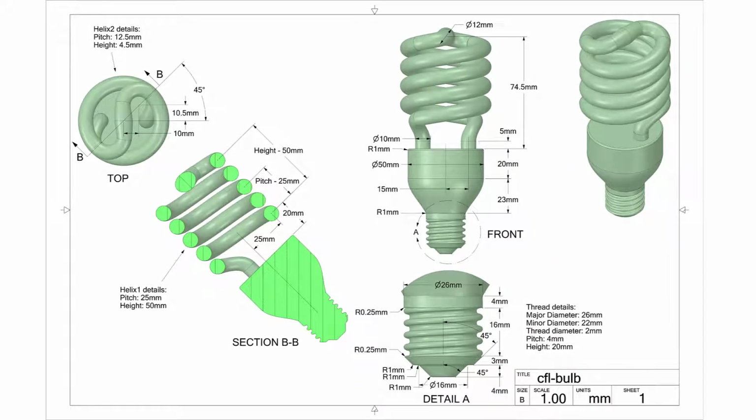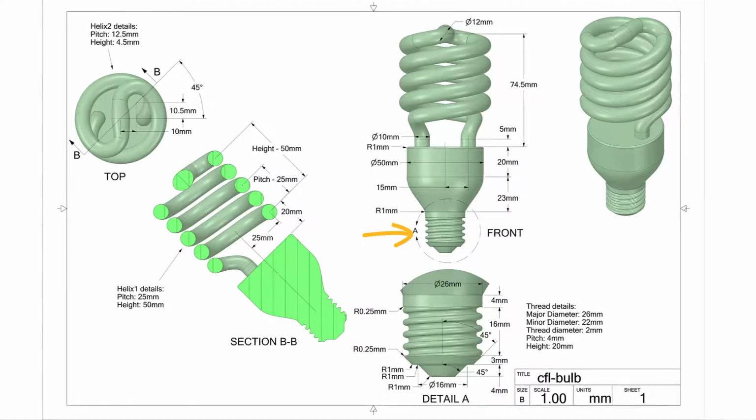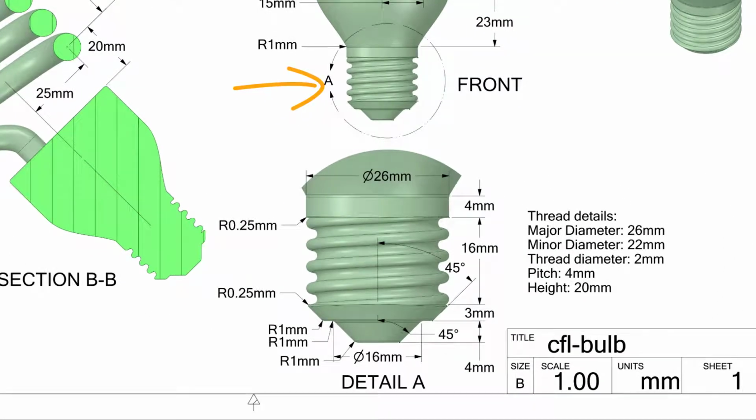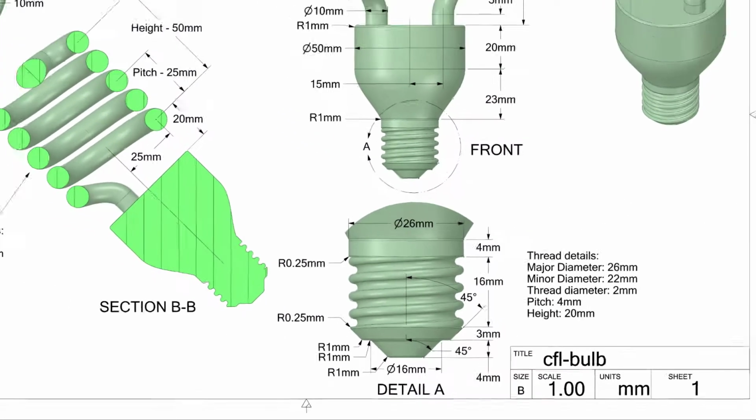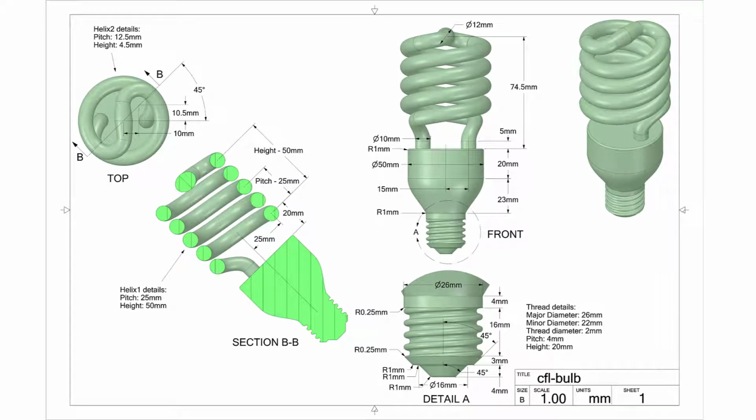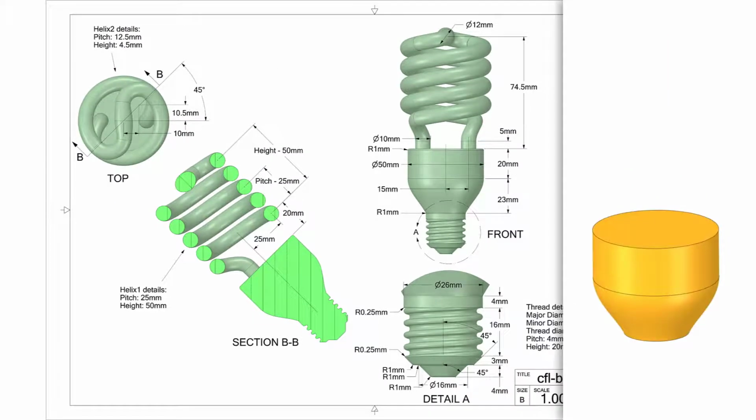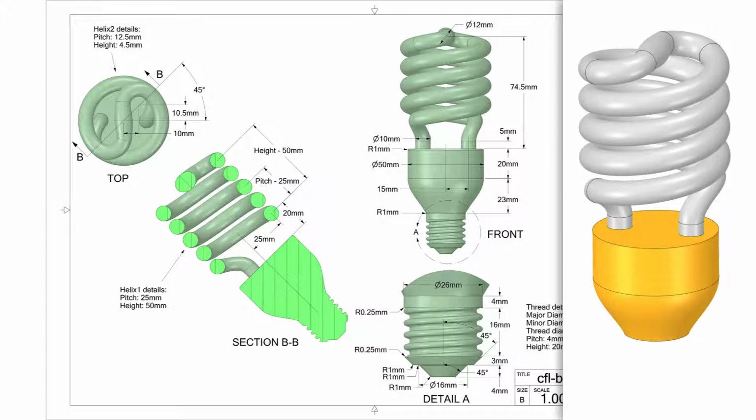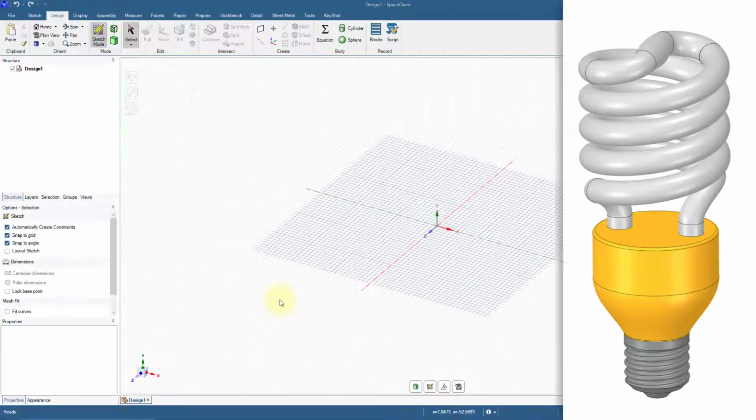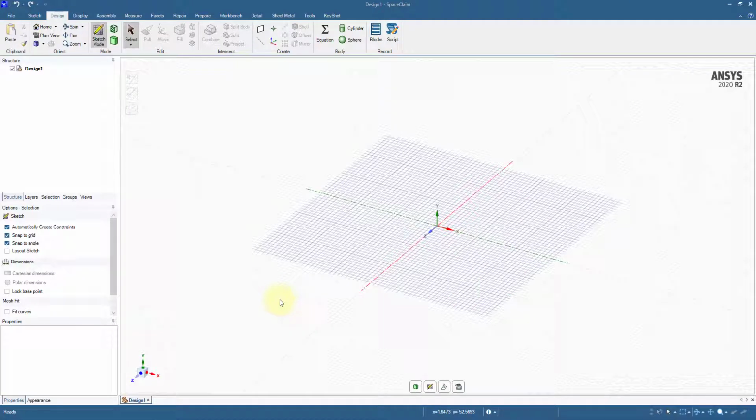Finally, we need to create the screw base. The details of the screw thread can be found here in the technical drawing. Looks like we have a plan. First, create the central section, then the helical tubes, and finally the screw base. So let's get started. Open a new SpaceClaim session.